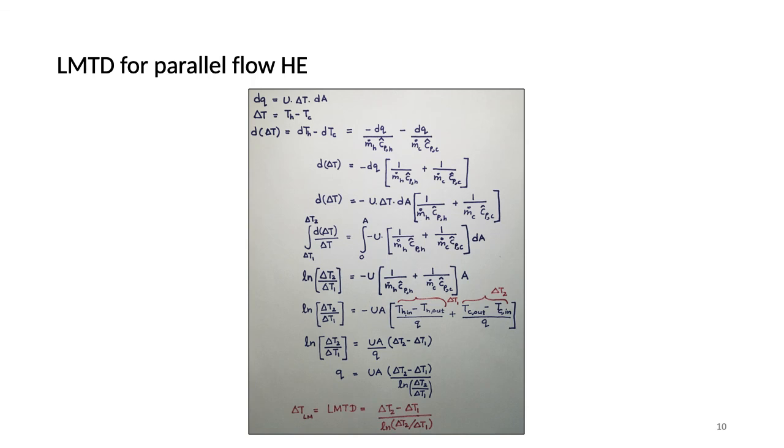After integration, you get a formula for Q, where Q is equal to UA times delta T2 minus delta T1 divided by ln delta T2 divided by delta T1. This equation is analogous to Q equals UA delta T. So we can use the delta T as delta T2 minus delta T1 divided by ln delta T2 divided by delta T1. And this is called the log mean temperature difference.